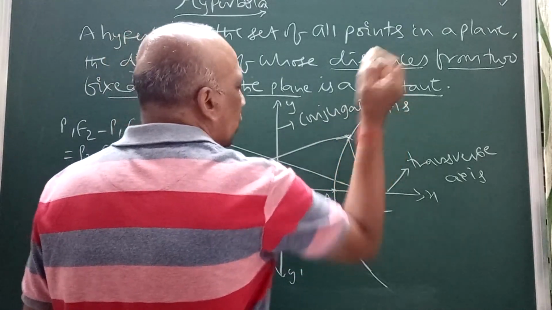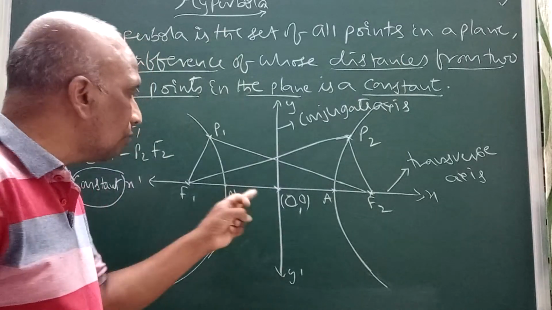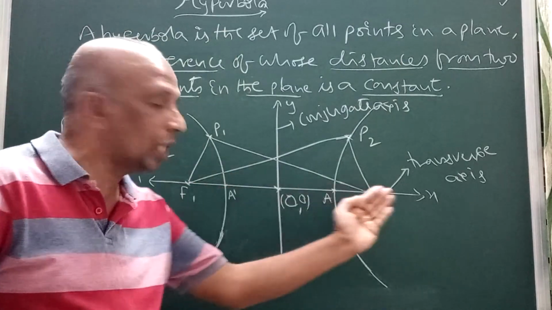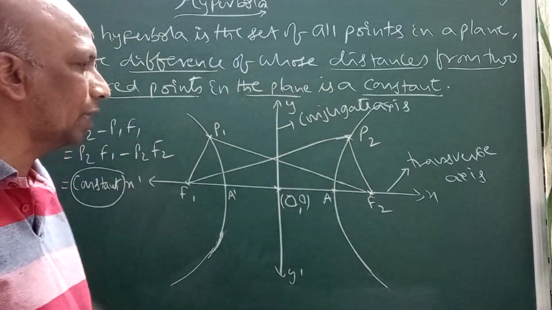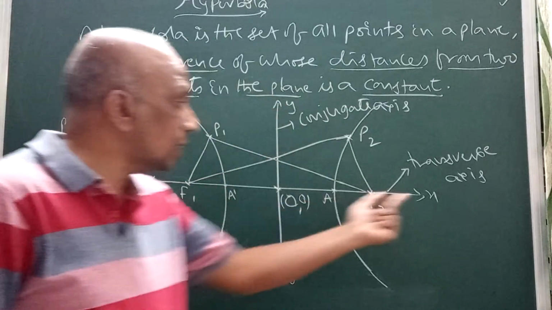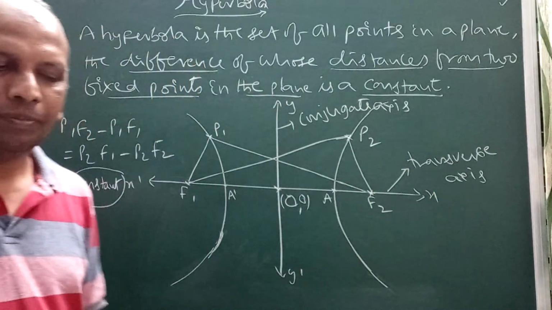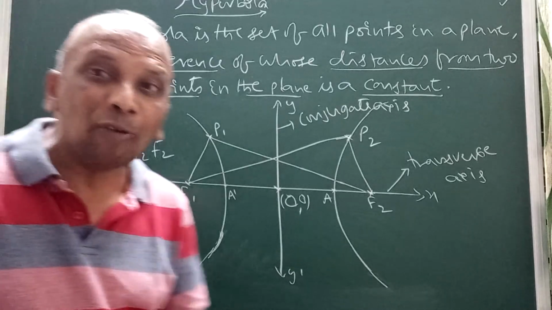I can say conjugate axis. A line that passes through the center of the hyperbola and is perpendicular to the transverse axis is called the conjugate axis. This is the conjugate axis. Here the conjugate axis is along the y-axis and the transverse axis is along the x-axis.